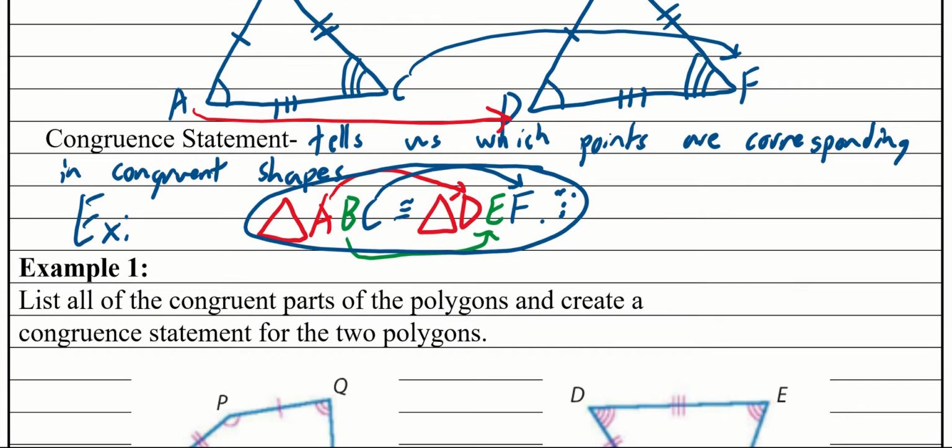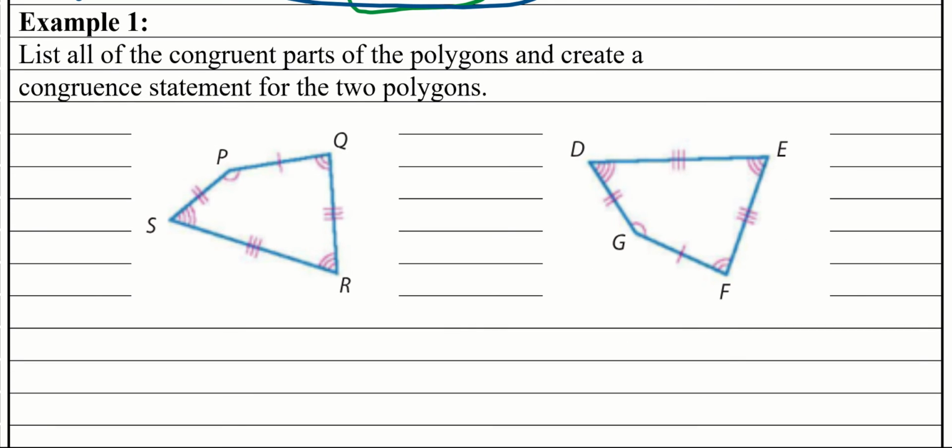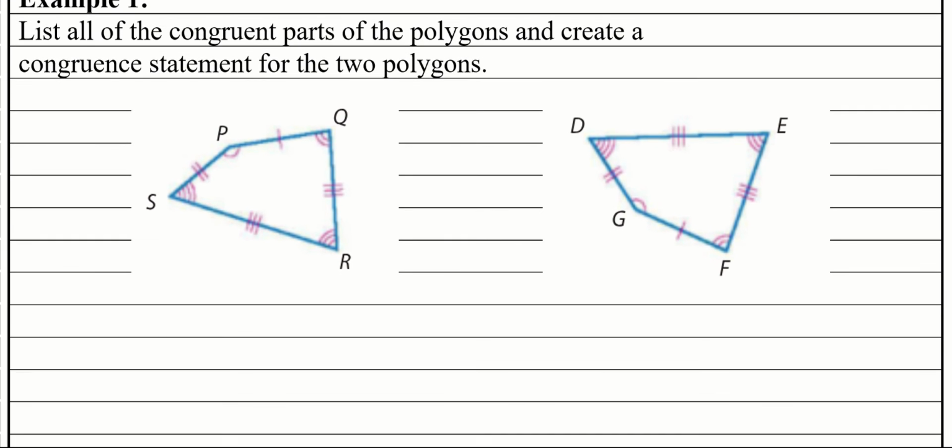So with this, let's practice this a little bit. And let's not start off just with triangles, but with shapes in general. I want you to take a sec and sketch these shapes for me. We have these two shapes, PQRS and, how would I name that, GFED. What we want to do is list all the congruent parts of the polygons first, making sure that I have all the pieces there. And then if that's the case, I want to create a congruent statement for the two polygons.